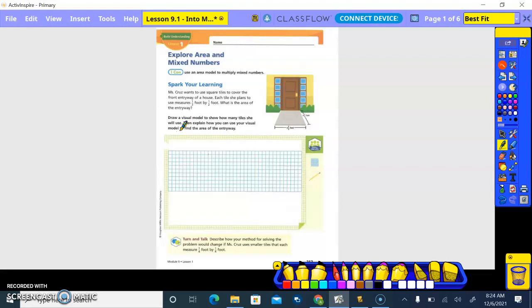So 1/2, then another half would be 1, another half would be 1.5, another half would be 2, another half would be 2.5, another half would be 3, another half would be 3.5. So 7 boxes, right? 1, 2, 3, 4, 5, 6. So I went 1 too many. Okay, so 7 across, and that is what? 3.5, right?